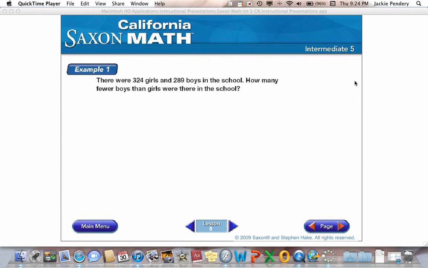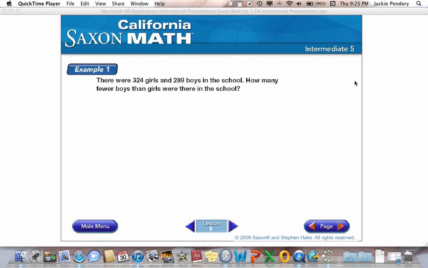Hi everybody, today we're going to talk about Lesson 5, word problems about comparing. So we've done word problems. Yesterday we talked about the 4 steps, refer back to Lesson 4. You have to figure out what the problem's asking, plan what you're going to do to solve it, and then check your answers. Today we're going to be talking about comparing.